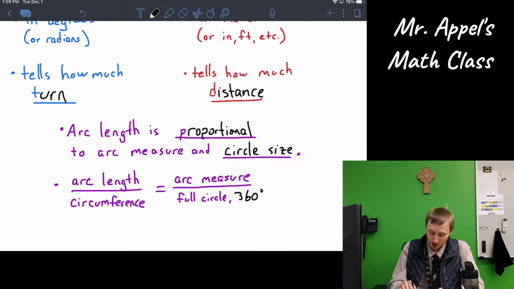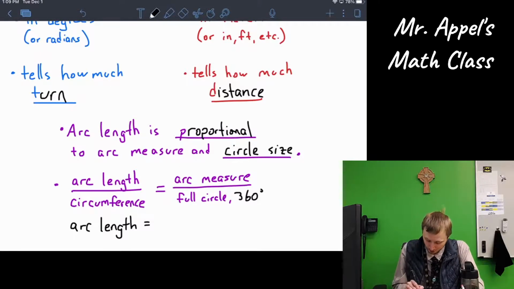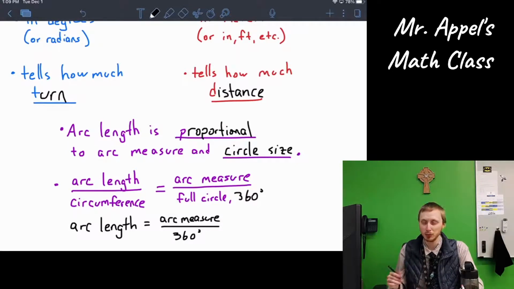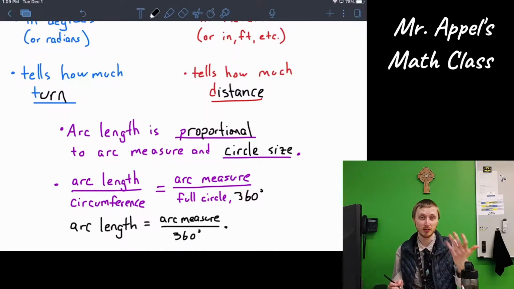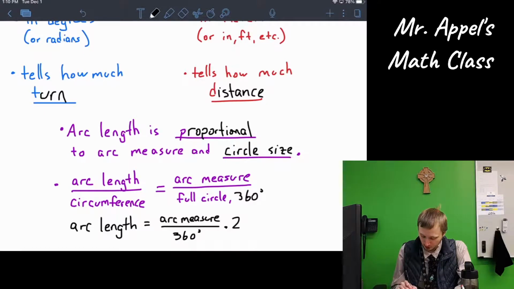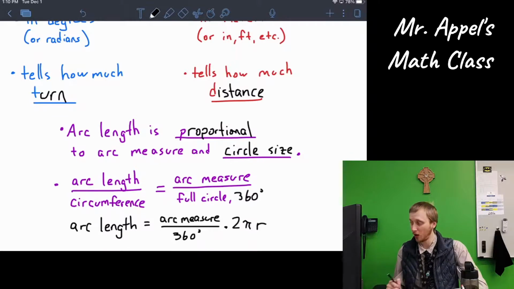And from this setup, this relationship, we can derive a simple equation, a formula, if you will, to find the arc length directly. You're simply going to take your arc measure, whatever it is in degrees, and divide by 360 degrees. If it was in radians, you divide by 2 pi radians, right, the full circle. And then take that fraction and multiply by the circumference of the circle, which we usually find by 2 pi times the radius, r.